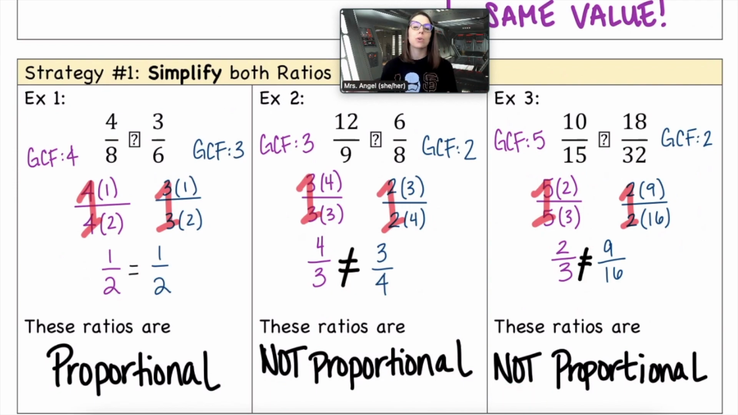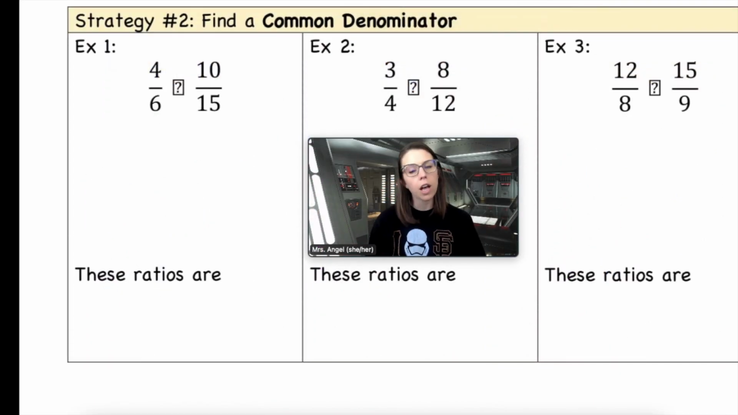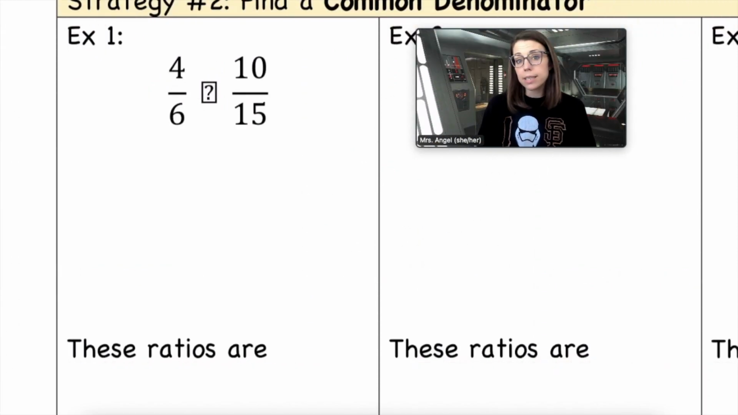Now, simplifying is great, but it's not the most efficient method we have. So that brings us to strategy 2. Strategy 2 is to find a common denominator because, similar to strategy 1, if both ratios have the same denominator, we can tell whether or not both ratios are equal. Let's take a look at example 1. We have 4 to 6 and 10 to 15. What common denominator works for 6 and 15?